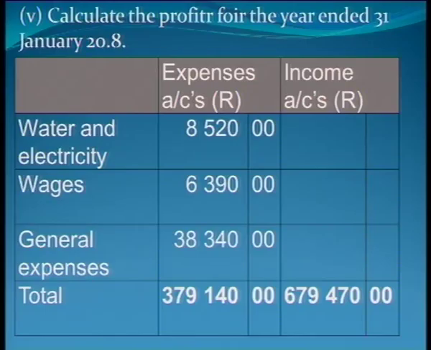Water and electricity expense, 8,520. Our wages, 6,390. General expenses, 38,340. In total, our expenses were 379,140.00. Our total income was 679,470.00.